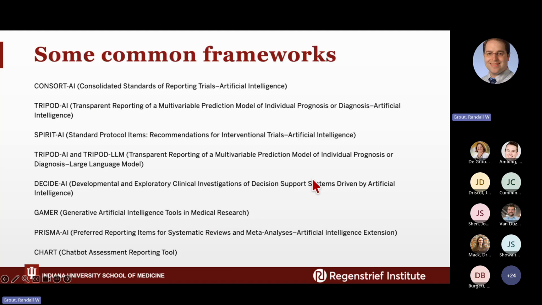So some common frameworks are listed here. Often it's an extension of an existing framework where, for example, with CONSORT, everybody's perhaps familiar with the CONSORT diagram as you're reporting a trial and the counts, but there's a CONSORT-AI addendum to that. There's TRIPOD-AI, SPIRIT-AI for trials involving AI and the protocol there. TRIPOD-LLM is another extension also. DECIDE-AI for clinical decision support systems involving AI.